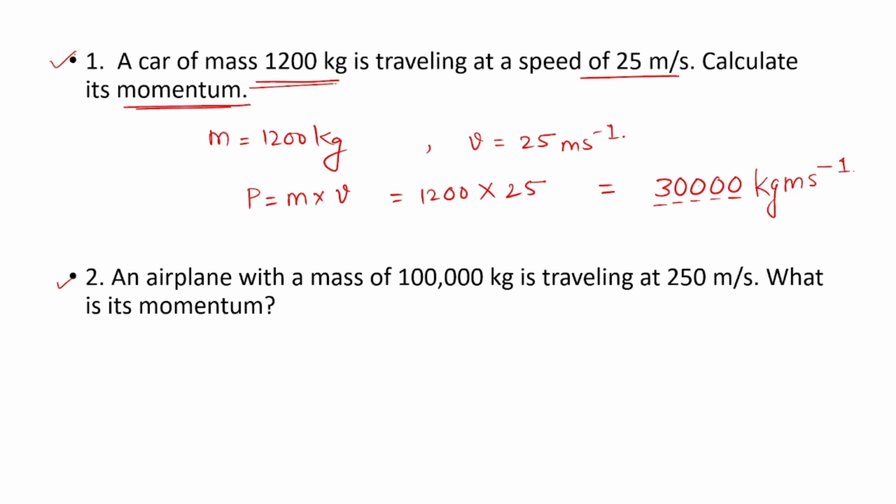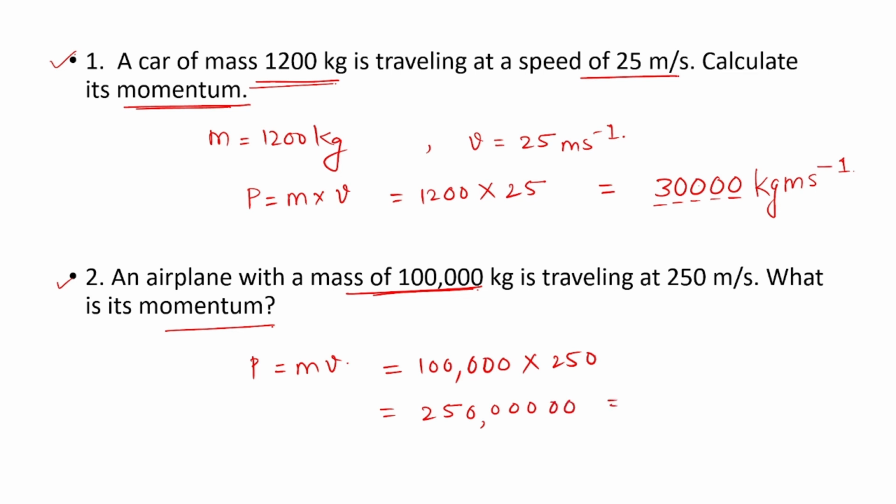Now in the next question, an airplane with a mass of 100,000 kg is traveling at 250 meter per second. What is its momentum? Again, we can use the same formula: p is equal to mass into velocity. The mass is 100,000 kg, so here I can write 100,000 kg into 250 meter per second. So what are we going to get here? We will get 250, and after that 5 zeros.